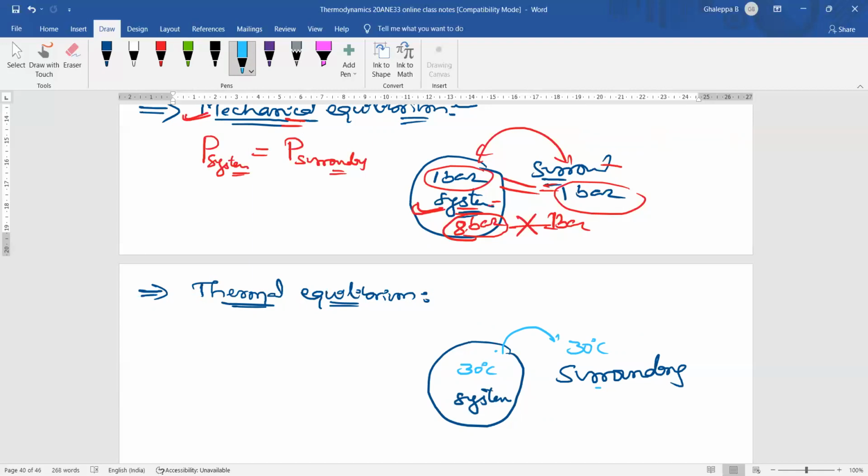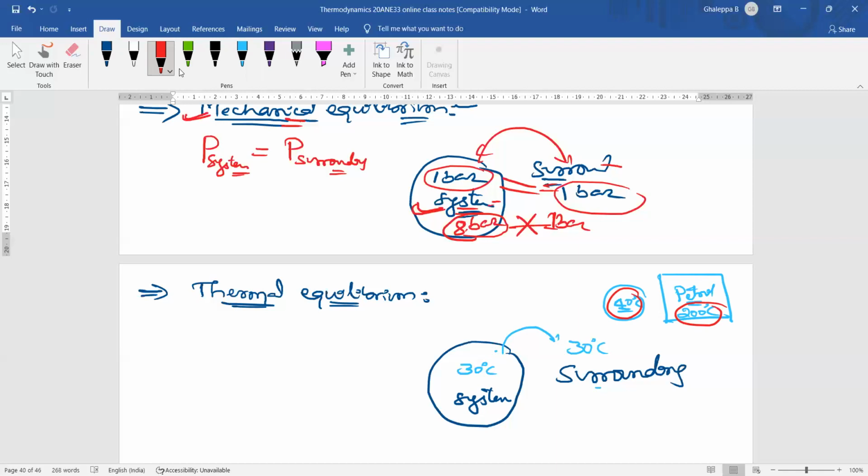For example, let us consider your petrol engine, bike engine. When you start the engine, the temperature of the engine cylinder goes to approximately 200 degrees Celsius, let us assume. Engine temperature is 200, and the surrounding temperature is 40 degrees Celsius. In this case, dear students, could you say the engine and the surrounding are in thermal equilibrium with each other? No, sir. So in this case, this is not in thermal equilibrium.